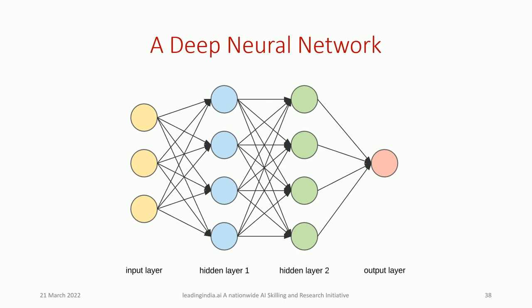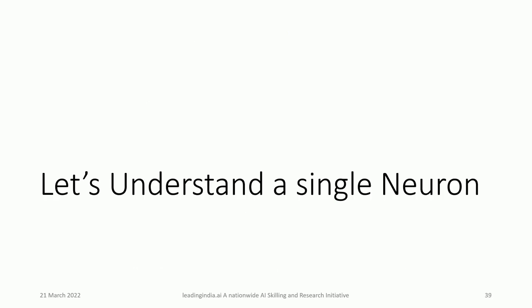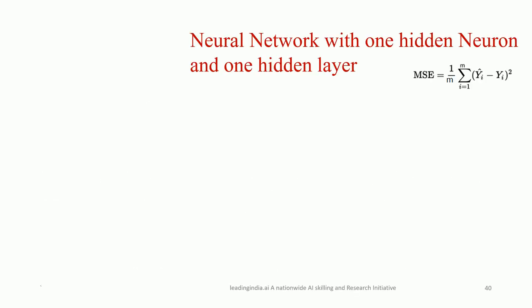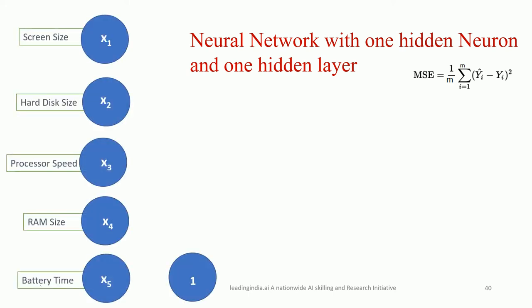So a deep neural network architecture can have more than one hidden layer like we have in here. So let's understand now a single neuron. Now this slide has come late actually. I intended to explain this in the earlier slides, right? Let's explain this thing now.